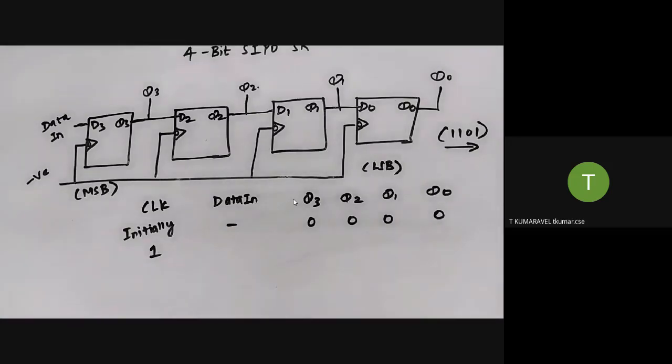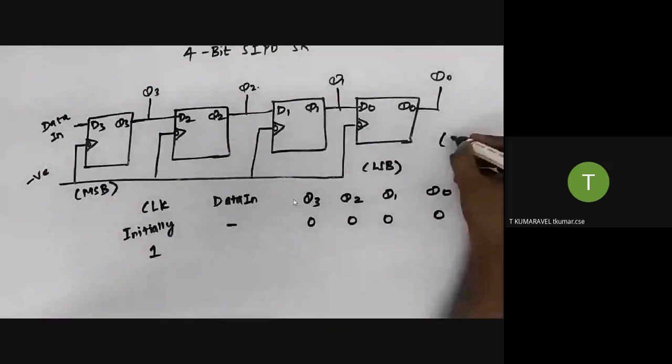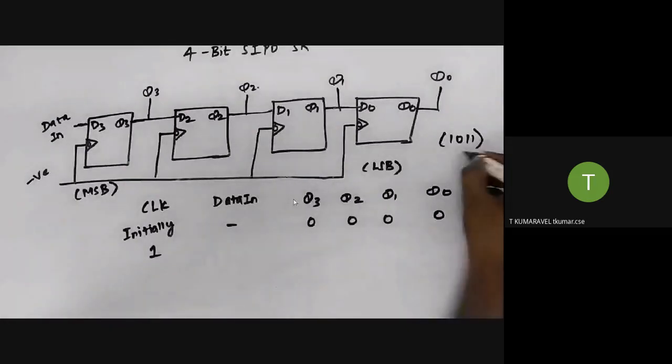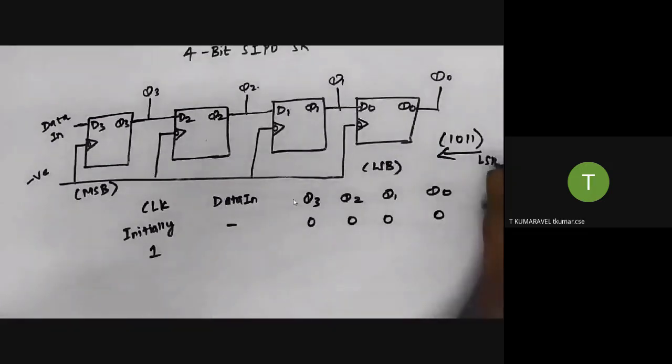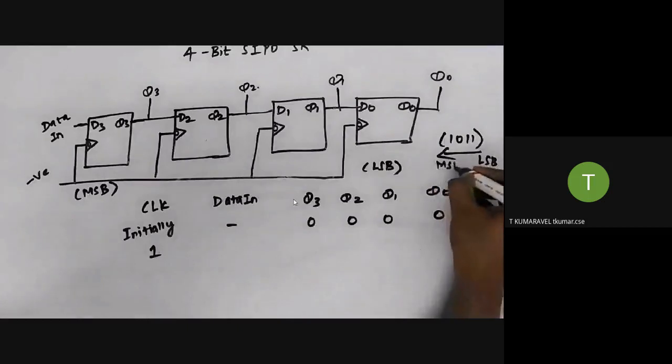This is my input data: 1011. I'm going to feed the data into the flip-flops in this order. This is the serial input. First, I'm taking the first LSB bit.